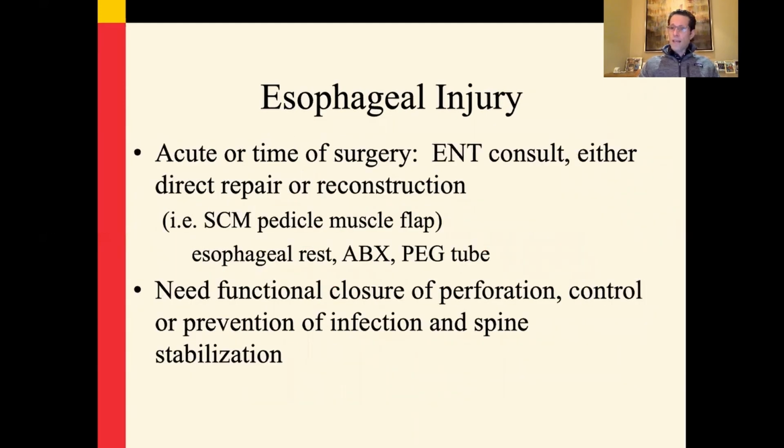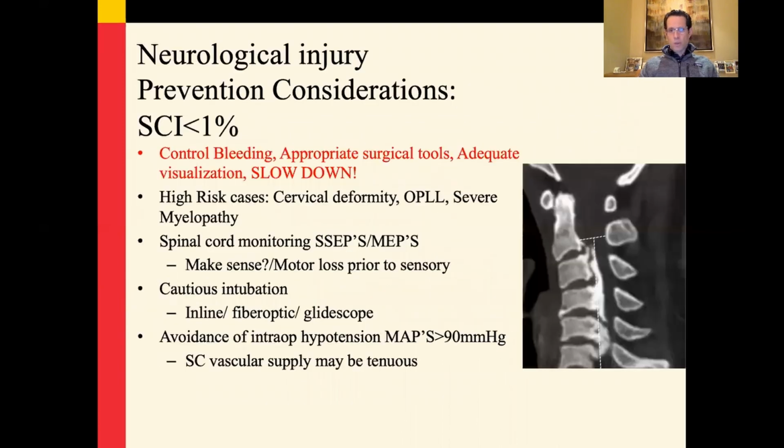If you find out that you have injured the esophagus at the time of your procedure, I don't hesitate in getting ENT involved for a direct repair or sternocleidomastoid flap. You've got to put the esophagus to rest, with antibiotics and either a PEG tube or an NG tube, but you need functional closure of that perforation to prevent further infection spread.